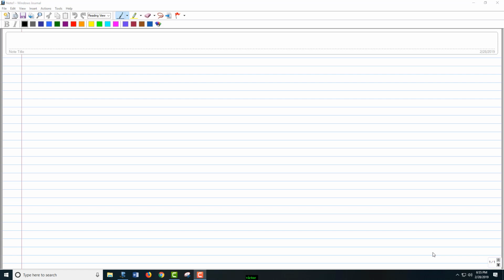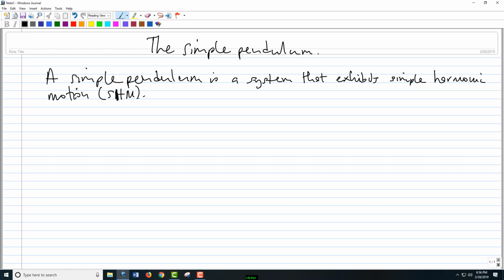Okay, let's look at the simple pendulum. A simple pendulum exhibits simple harmonic motion. Let us consider the mass m at the end of a string of length L. So the mass can be hanging freely.